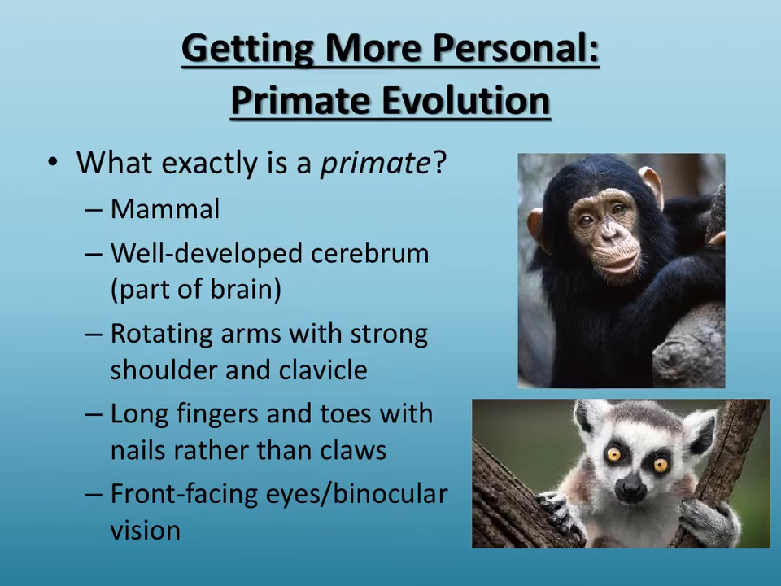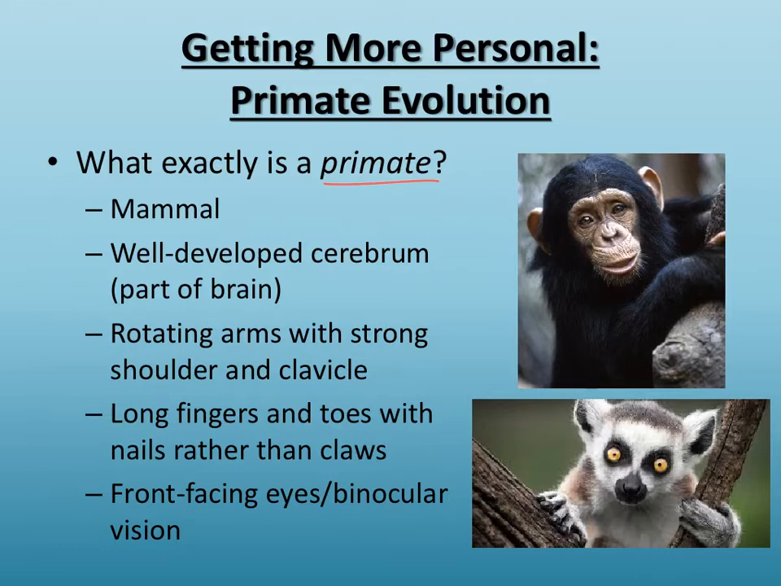So first, let's ask the question, what is a primate? Right, because we are primates. Right? Primates are mammals. They have a well-developed cerebrum, so it's kind of like the front part of your brain, gives you more cognition, more thought processes than other animals. Primates can rotate their forearms, so in your forelimbs. So your arms, right, you can rotate around a really strong shoulder and clavicle or collarbone.